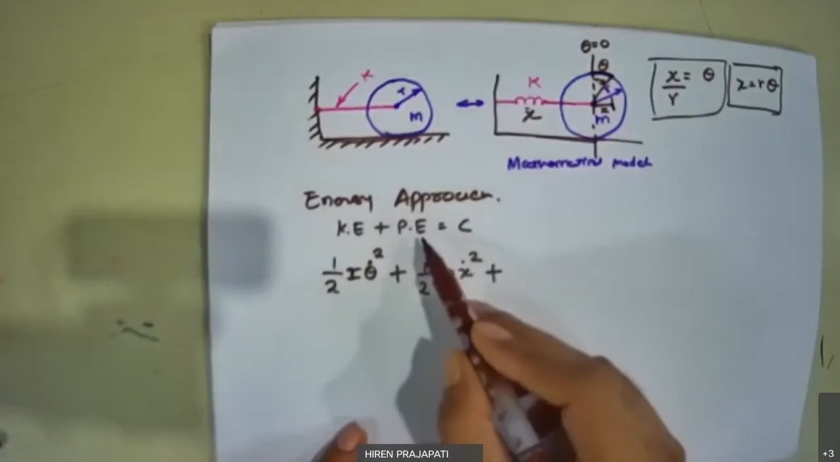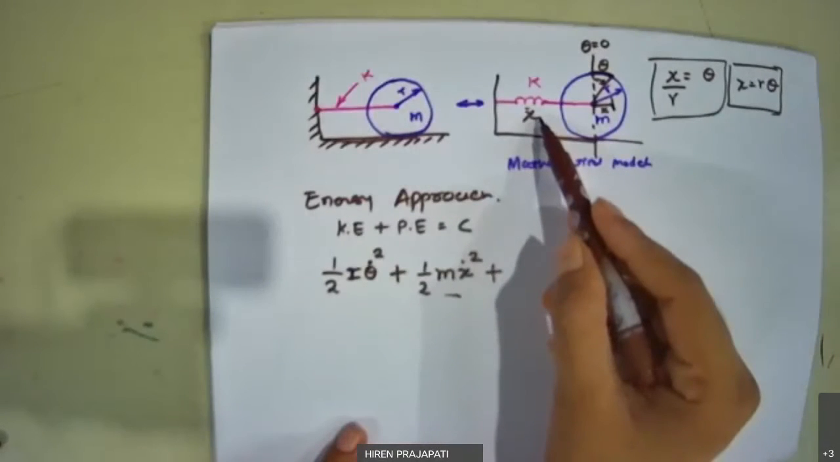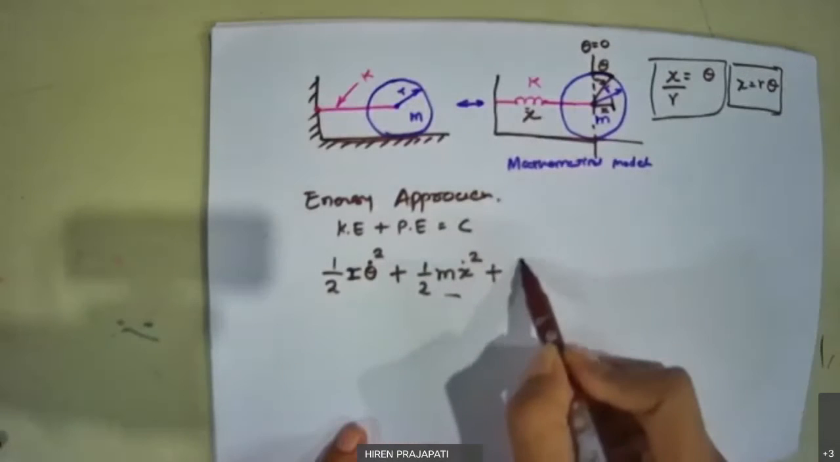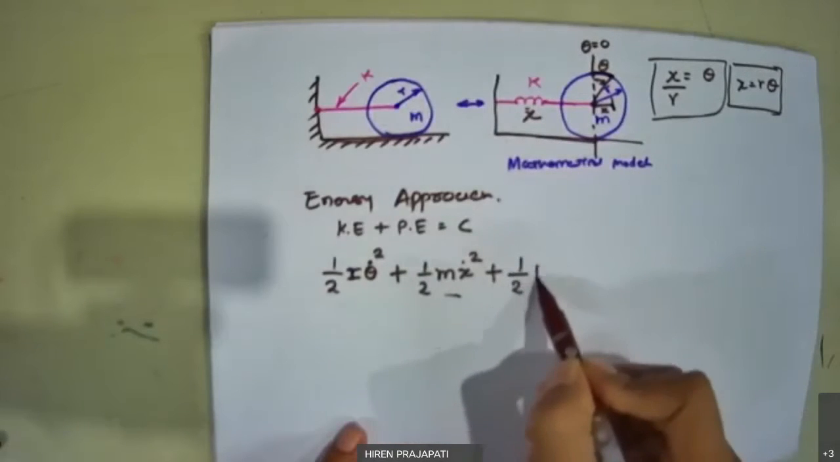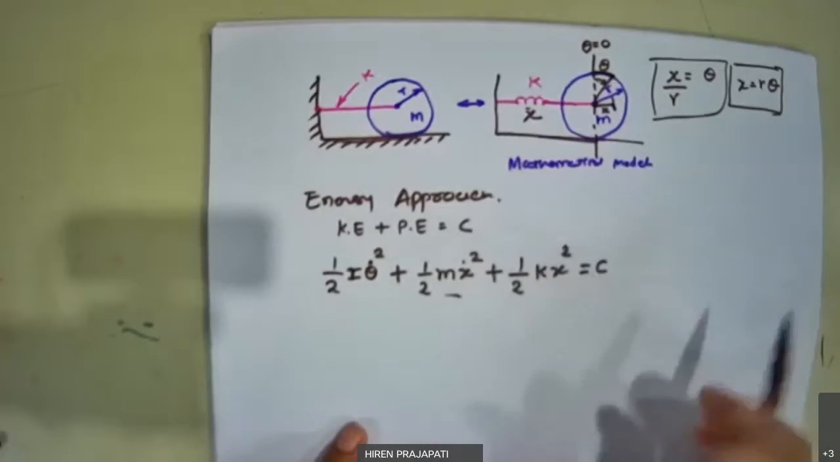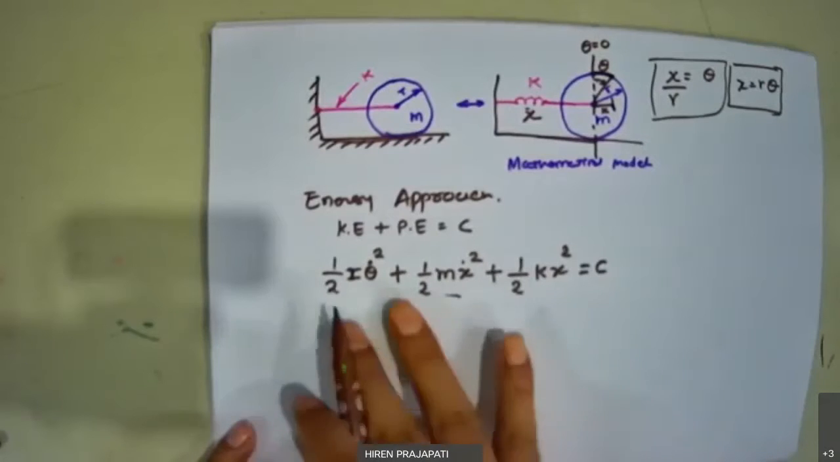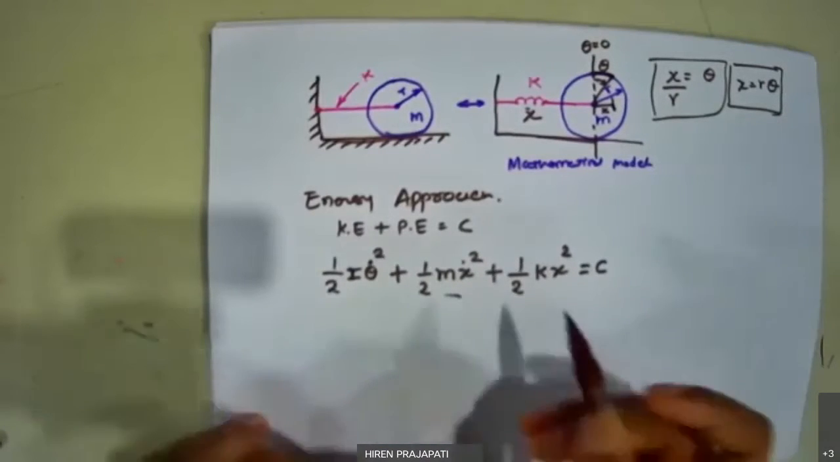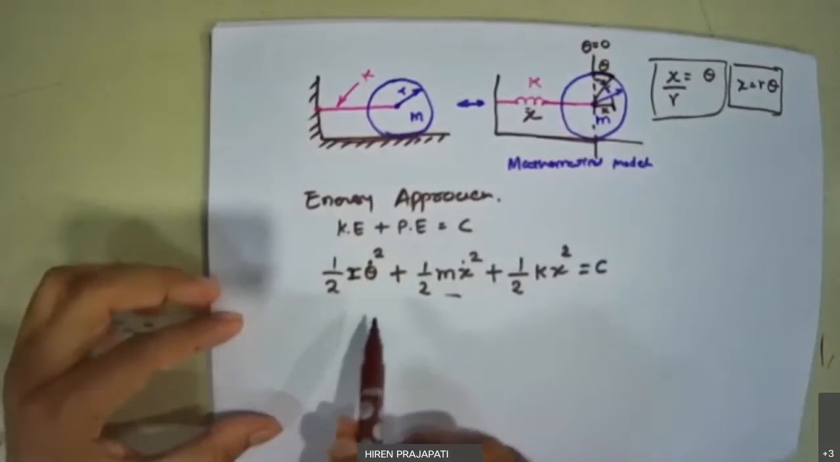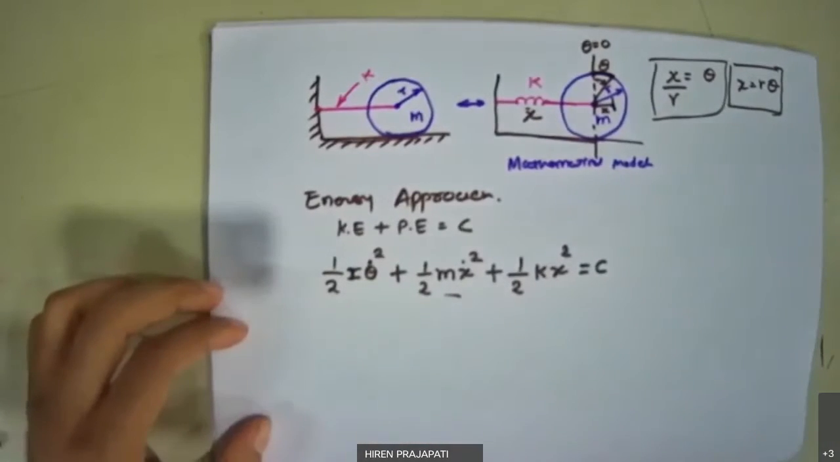Now plus potential energy. Potential energy is offered by this spring. That is the restoration element. So I say 1/2 k x square is equal to constant, right? So this is what we got, the sum of energies. Now the next task is what to do next. Can you suggest what to do next after writing this step?